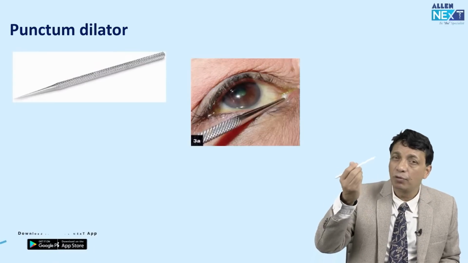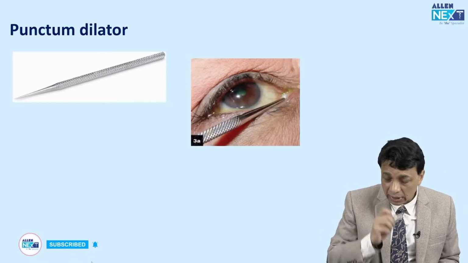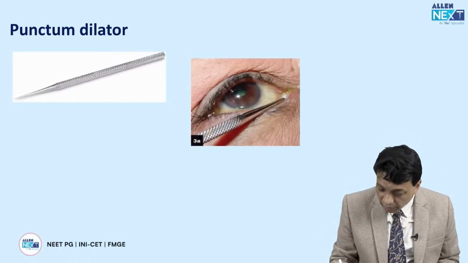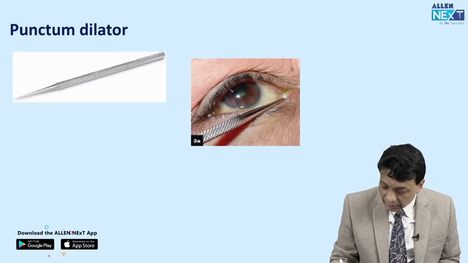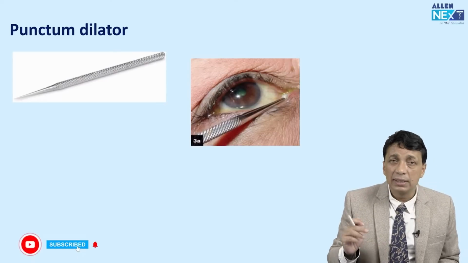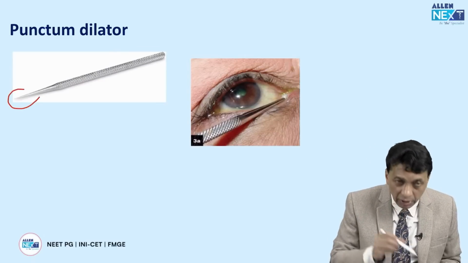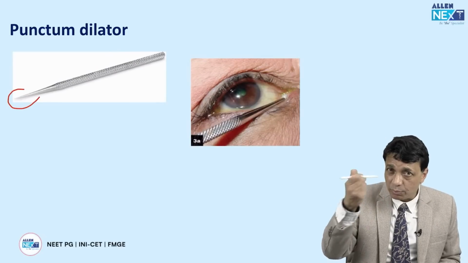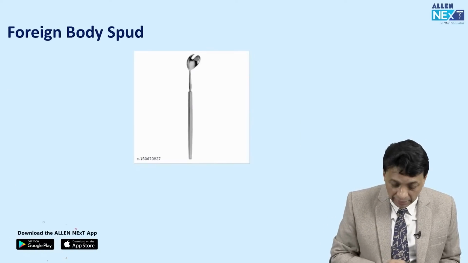Whenever you are testing for blockage, nasolacrimal duct blockage, we have to do syringing. In order to put fluid, BSS or water, into the inferior or the superior punctum, the lower or the upper punctum, we have to dilate it with a punctum dilator, often called the Nettleship's punctum dilator. Just recognize this by its sharp tooth or the sharp pointed edge, which will dilate the lower or the upper punctum. This is a punctum dilator.